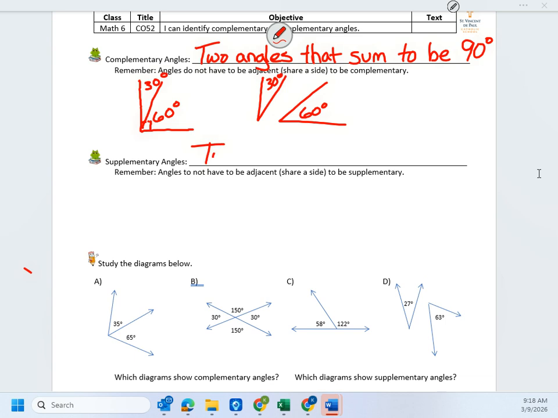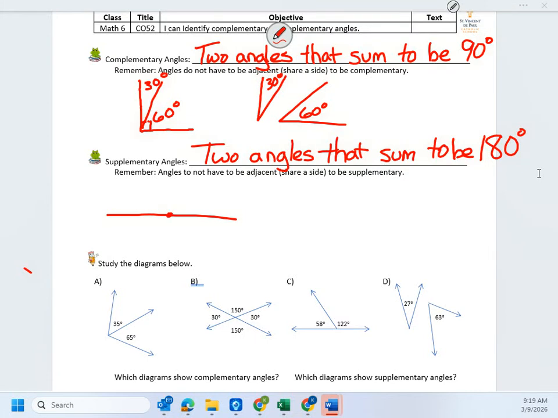So we again have two angles that sum to be, Joy? 180 degrees. So we had that right angle that we talked about the last time. Now we have that straight angle that we talked about that last time. Remember, 180 degrees is that straight line.